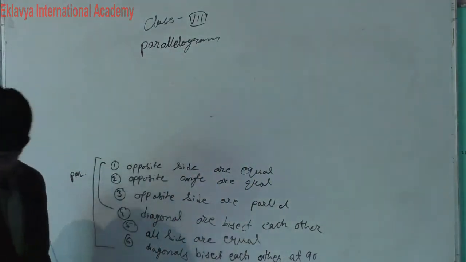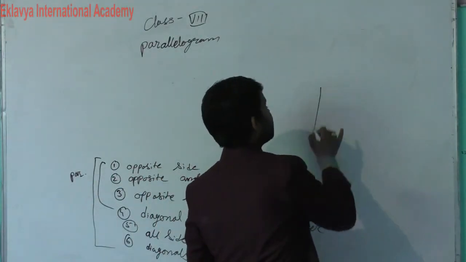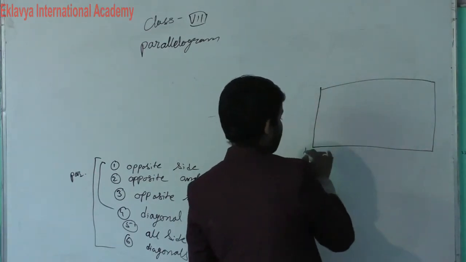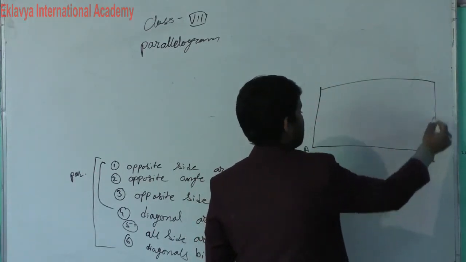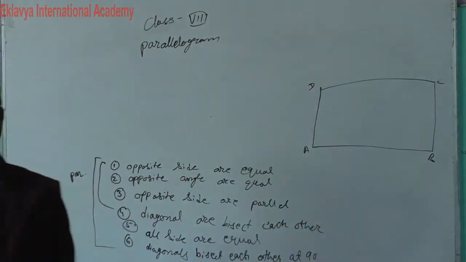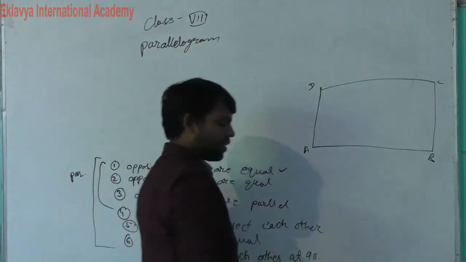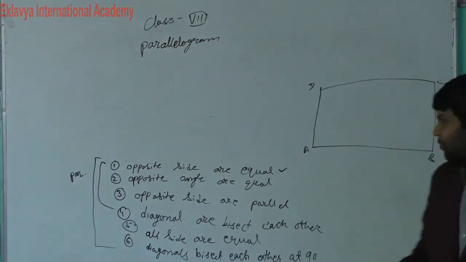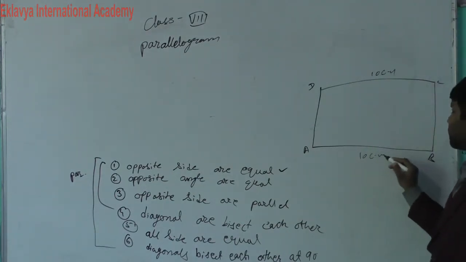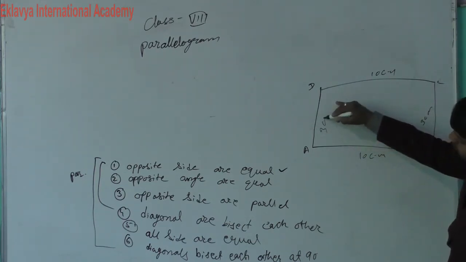Now the third figure is known as a rectangle. A rectangle is also a parallelogram, so we can apply these properties. First, in the rectangle also opposite sides are equal. If it is 3 centimeter, then the opposite side is also 3 centimeter.